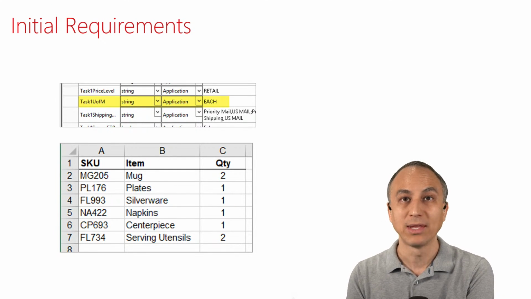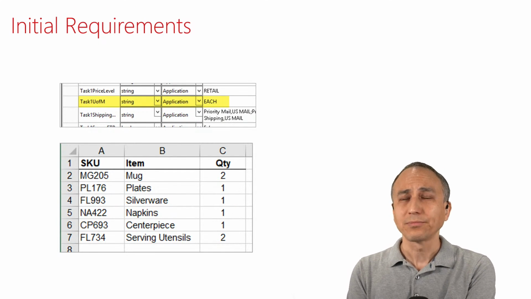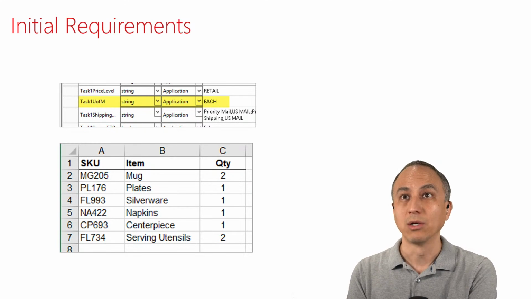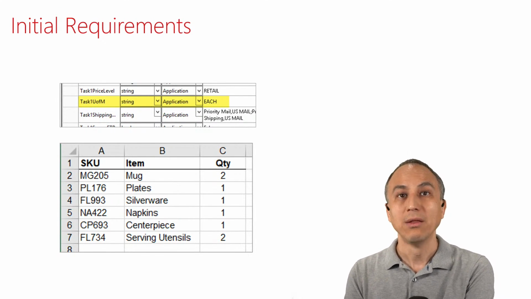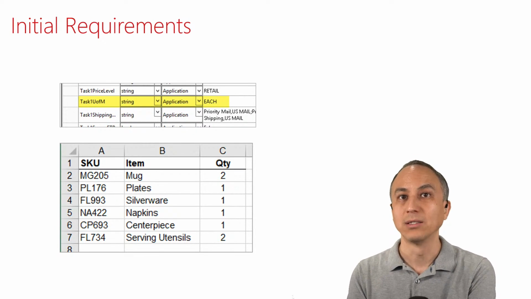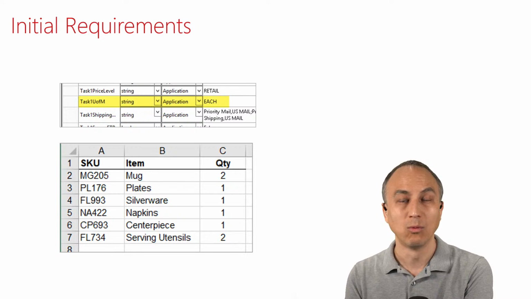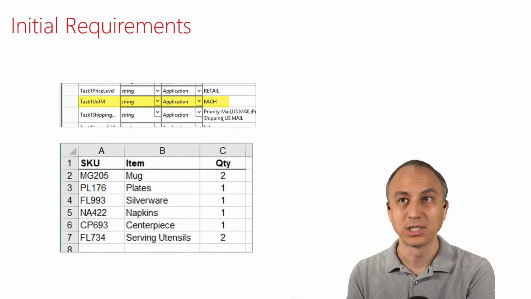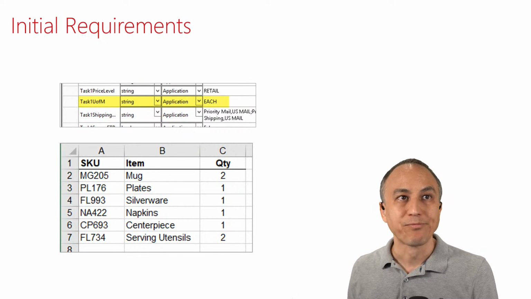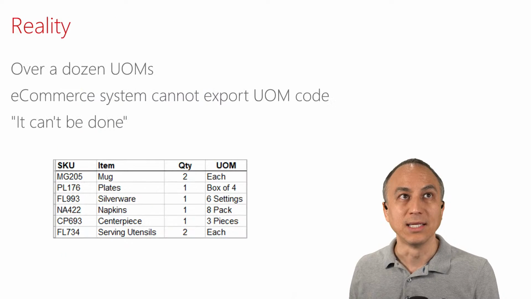Pretty simple, you might think. So I said, okay, great. So when I see MG205 mug quantity 2, that is 2 mugs. And when I see silverware, that is 1 silverware, 1 unit of measure each silverware. Well, of course, it was not that easy.